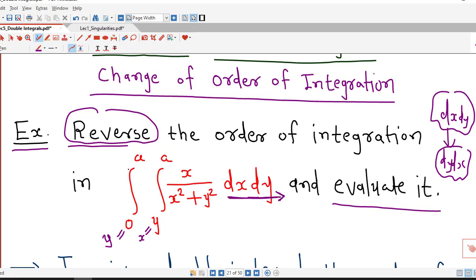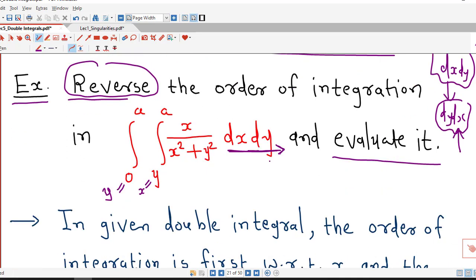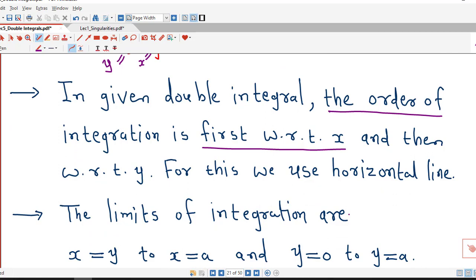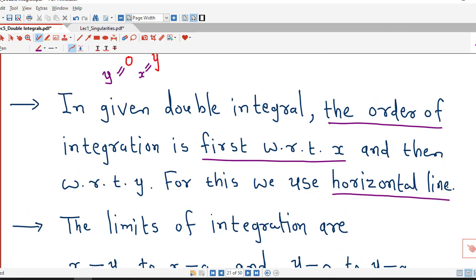Before that we will write down these limits of integration, and from these limits we will try to sketch the region of integration, and after that we will consider a vertical line passing through that region to obtain new limits for this order. So here we have written the given information. In the given double integral, the order of integration is first with respect to x and then with respect to y, and as we know this order is obtained by using a horizontal line.